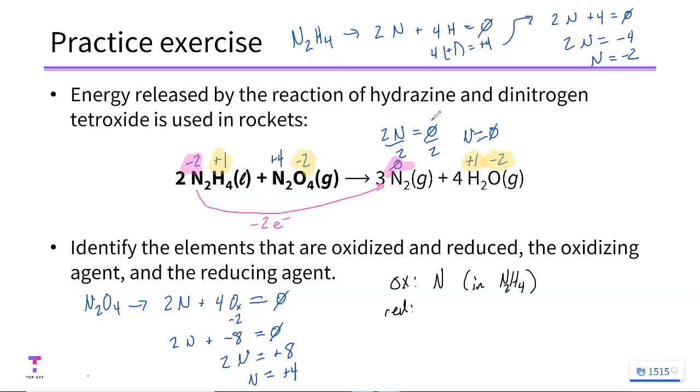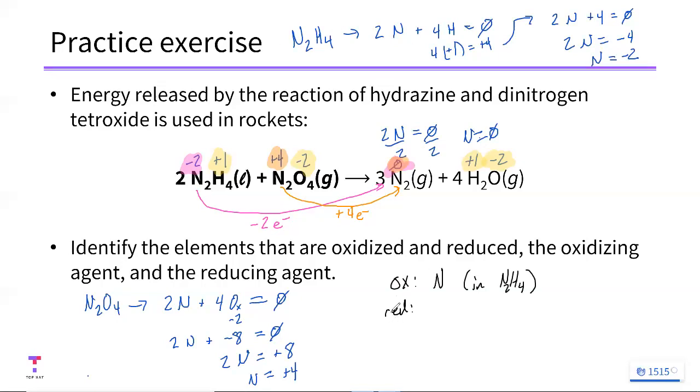Now for the reduction, let's put this one in orange. I can see that in the case of the nitrogen in the dinitrogen tetroxide, we're going from the +4 state to the 0 state. We are getting more negative, less positive. That means that we're adding electrons. The gain of electrons is reduction.